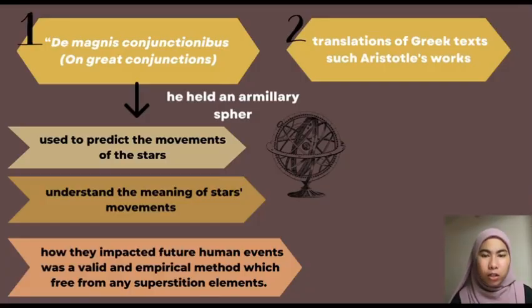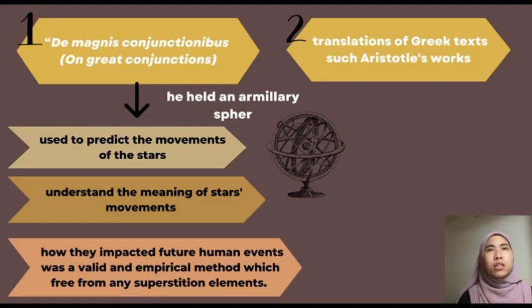Okay, for the first scholar, I would like to give credit to him because I think he is the starting point of the development of astronomy amongst the Muslim civilizations. He is Abu Manshar. In his book, he used an armillary sphere. This armillary sphere was used to predict the movement of the stars and understand the meaning of the stars' movements, and also to study the impact of the star movements on the human future.